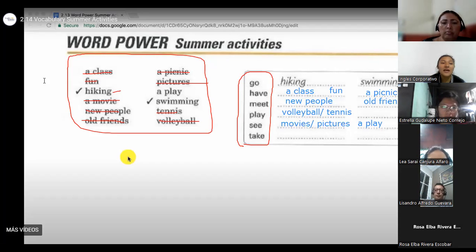Now, the last one that we have, take. What can we have with the verb take? We can reuse, okay? Take what?